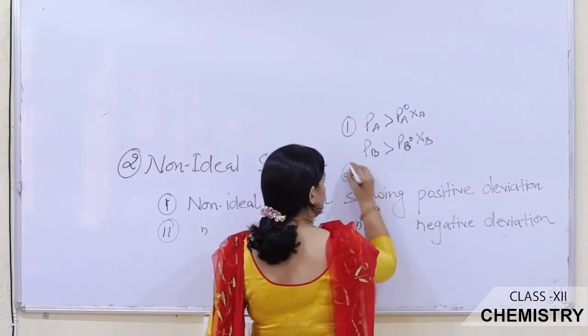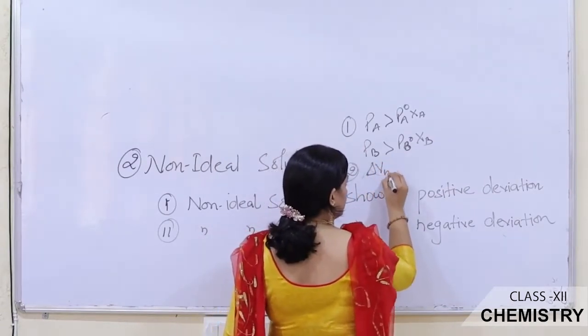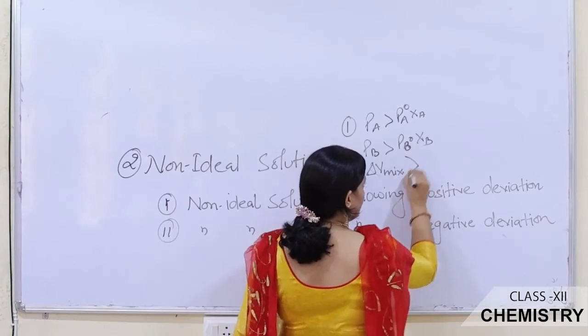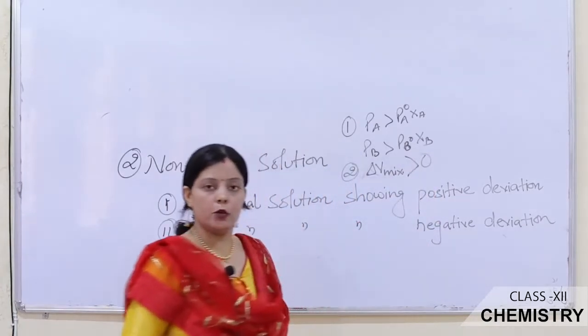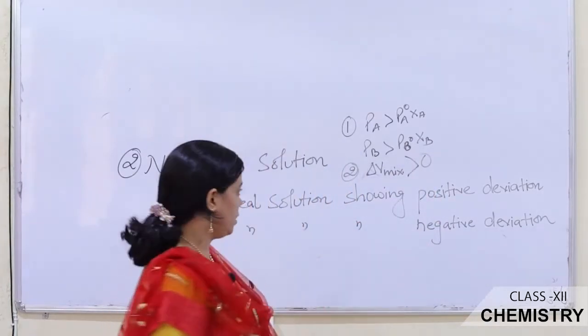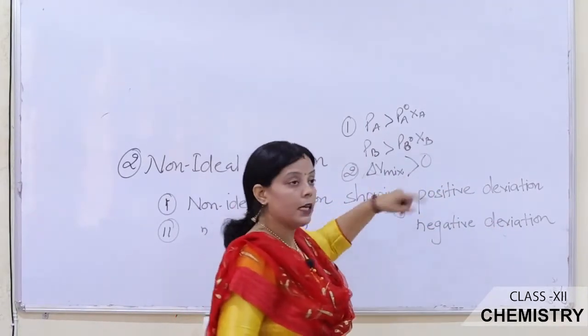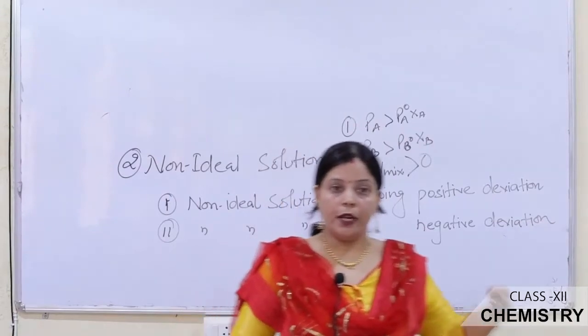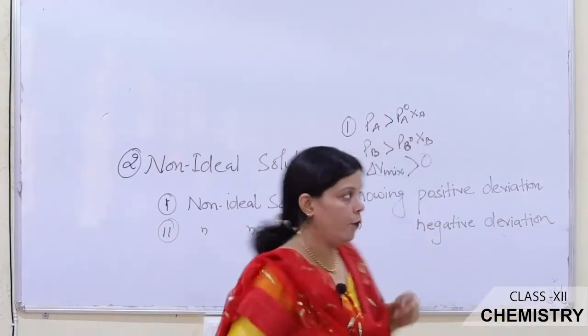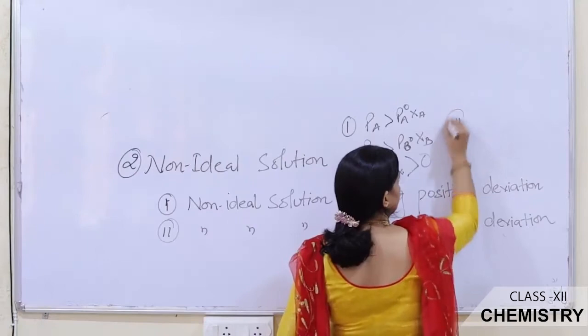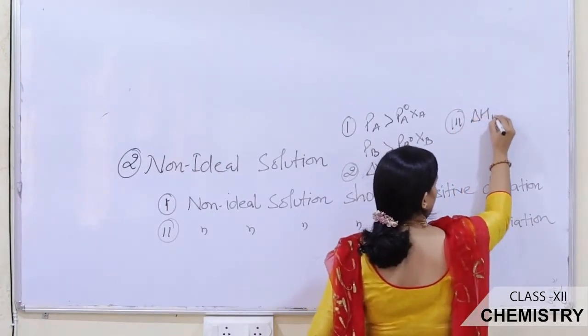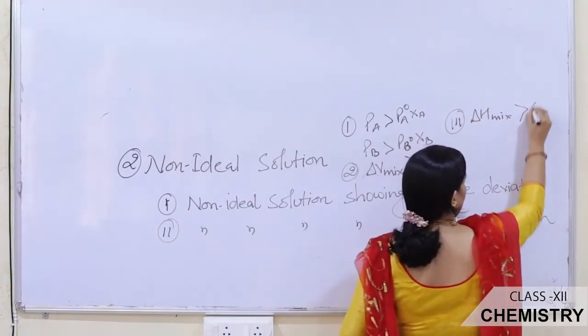The second condition is delta V mixing is greater than 0. When the non-ideal solution is showing positive deviation, delta V mixing is greater than 0. It means there is an increase in volume when a solute is added to a solvent. And the third condition is delta H mixing is also greater than 0.